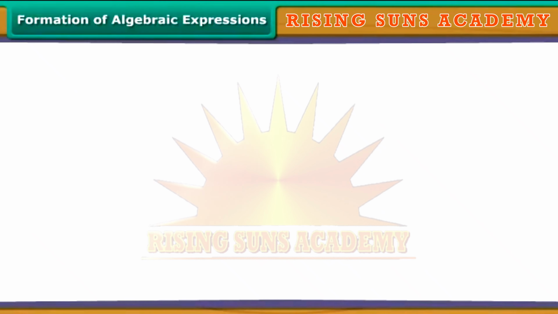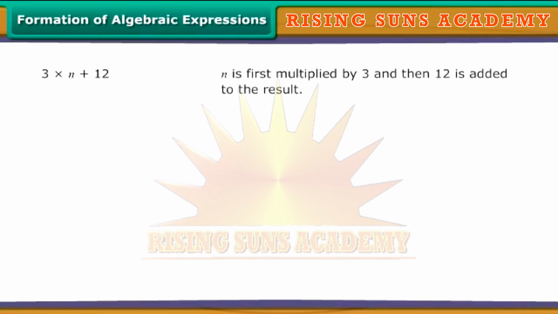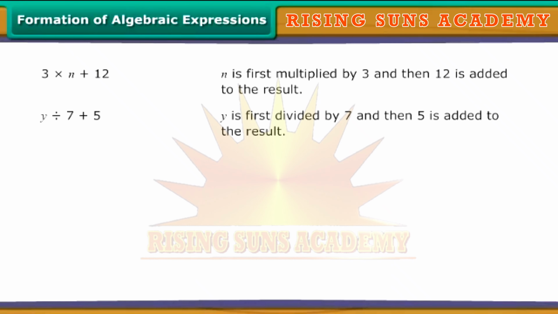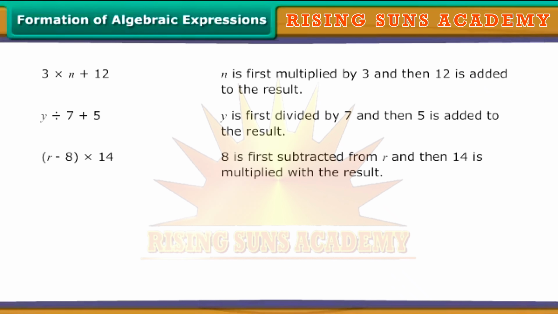Formation of algebraic expressions. Let us now take up some algebraic expressions and explain how they are formed. 3 into n plus 12. n is first multiplied by 3 and then 12 is added to the result. y divided by 7 plus 5. y is first divided by 7 and then 5 is added to the result. (r minus 8) into 14. 8 is first subtracted from r and then 14 is multiplied with the result.